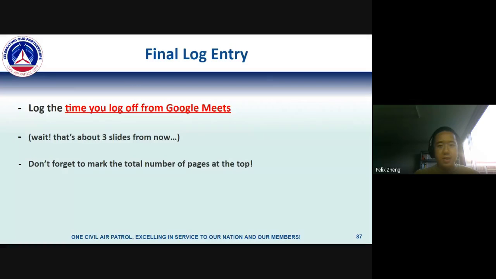All right, here is your final log entry. Do not make the log entry yet. Log the time you log off from Google Meet. So when you hit that hang up button, log that time. At the top, you notice that there's a page 1 of something. Make sure you mark the total number of pages at the top. For most of you, that should just be 1 page.